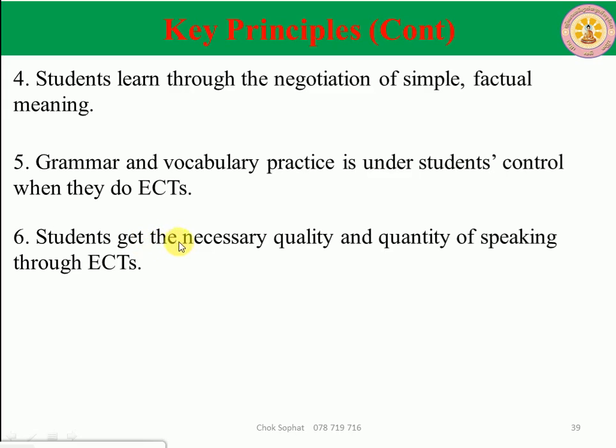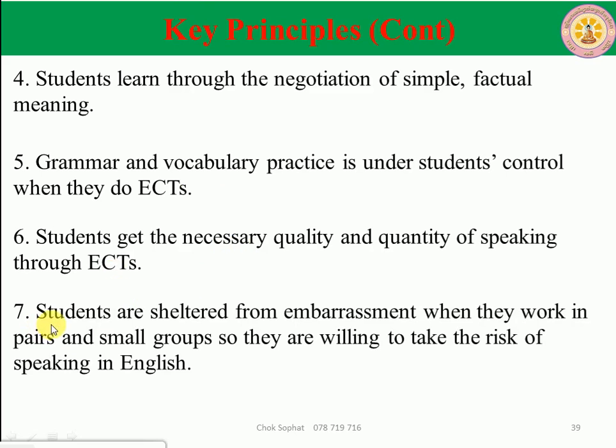Students get the necessary quality and quantity of speaking through ECT. Okay, students are sheltered from embarrassment when they work in pairs or in small groups, so they are willing to take the risk of speaking in English.